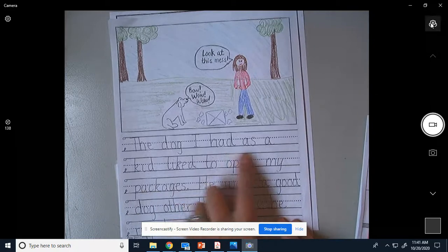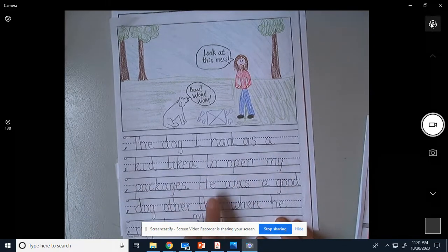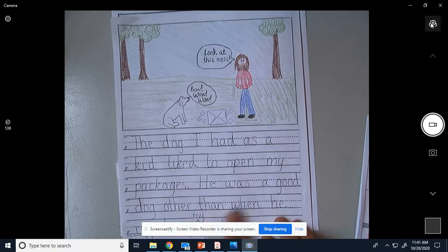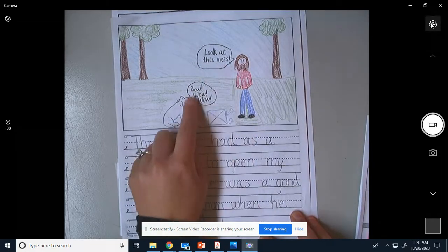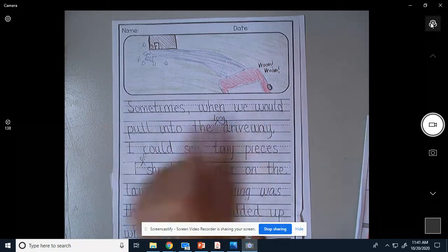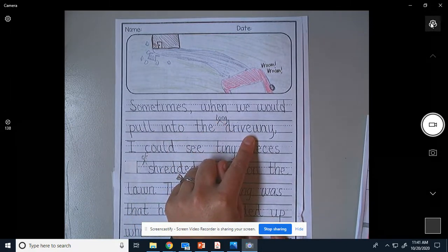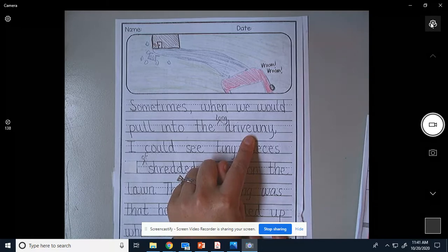The dog I had as a kid liked to open my packages. He was a good dog, other than when he ripped up my packages. Look at this mess. Bow, wow, wow. Sometimes when we would pull into the long driveway, do you see how I'm touching every word just to make sure it makes sense? That's what I want you to do too.